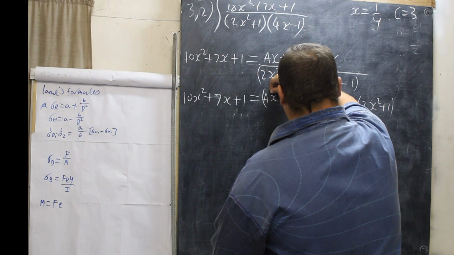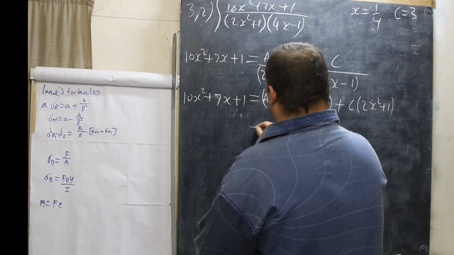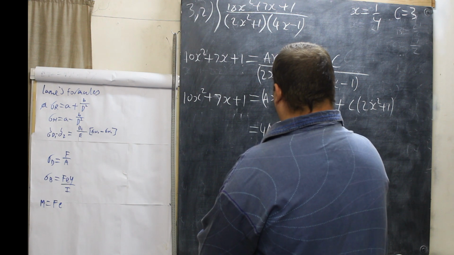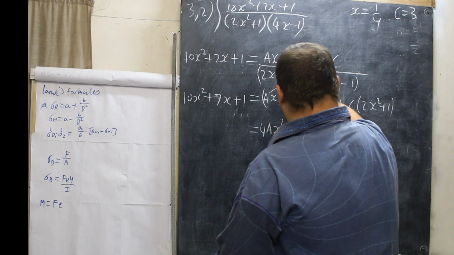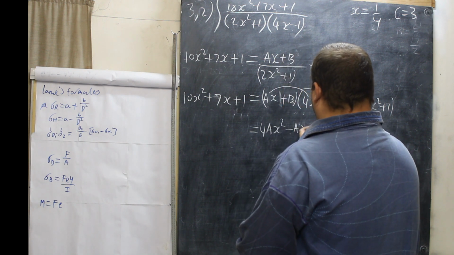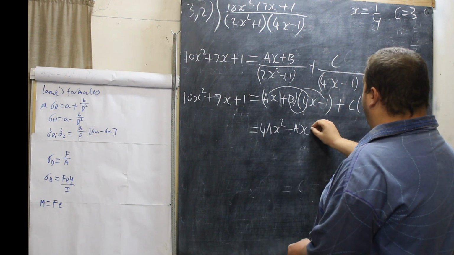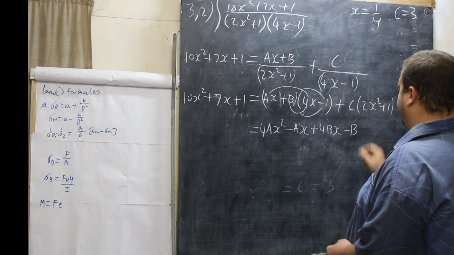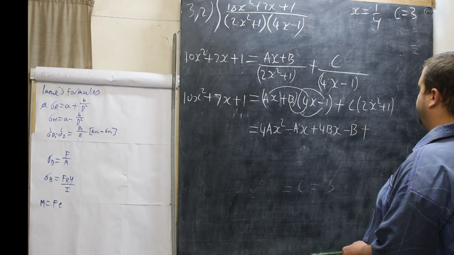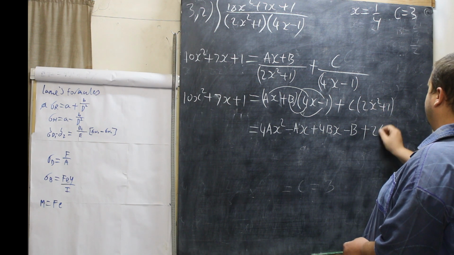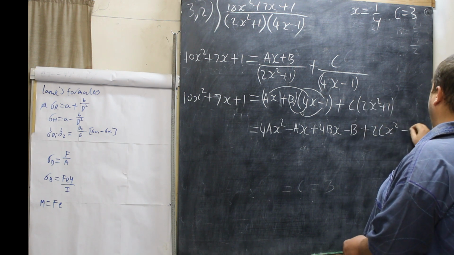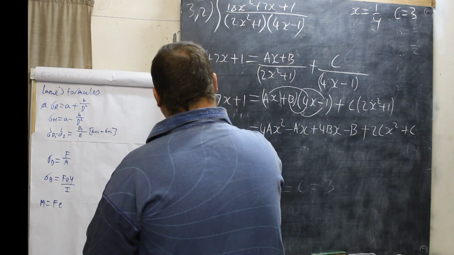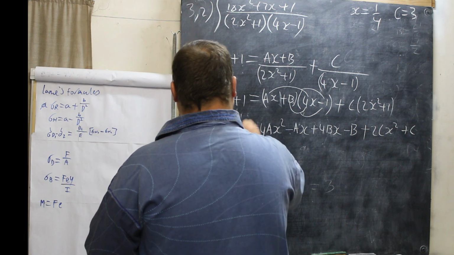So let's FOIL. AX times 4x is 4a x squared, minus ax, plus 4bx, minus b, plus 2cx squared, plus c. Now 10x squared plus 7x plus 1.